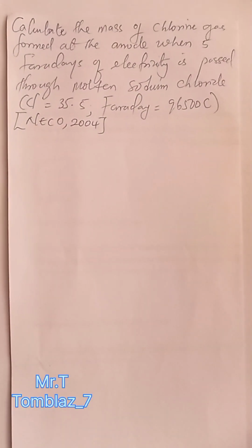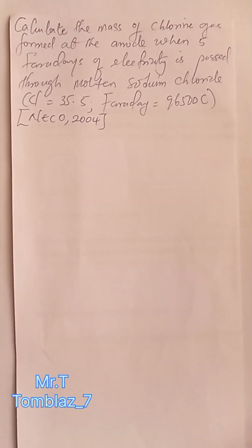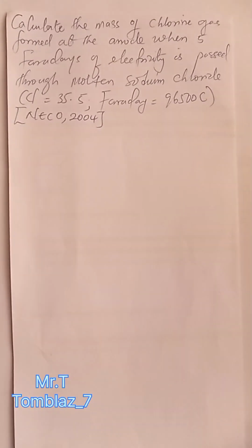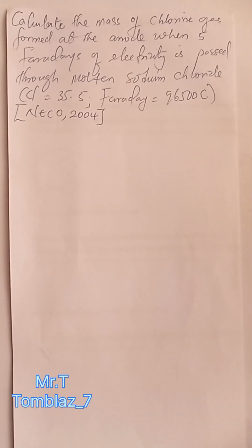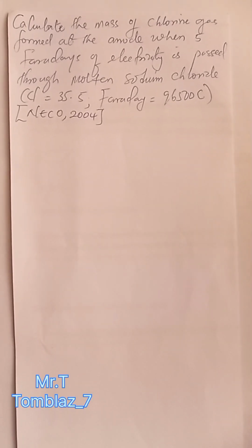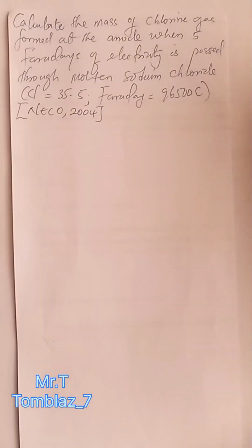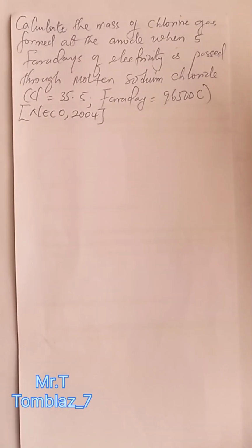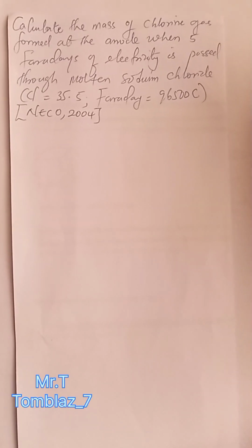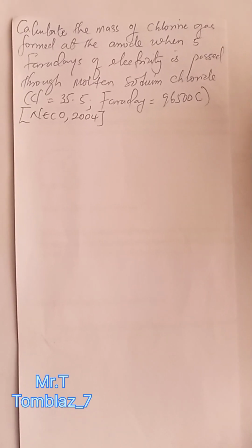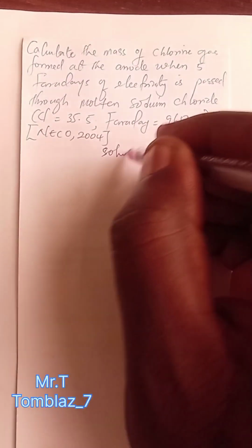In this example, we are supposed to calculate the mass of chlorine gas formed at the anode when 5 Faradays of electricity is passed through molten sodium chloride. Chlorine has an atomic mass of 35.5. 1 Faraday is equivalent to 96,500 coulombs, and this is an ECOWAS question in 2004. Now let's start with our solution.